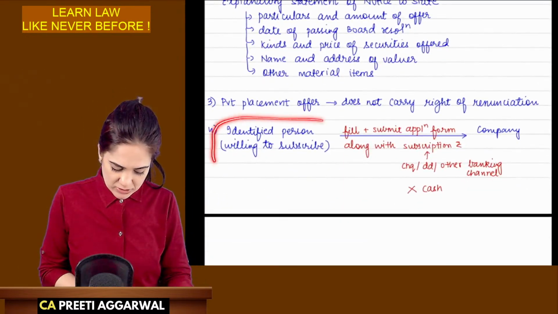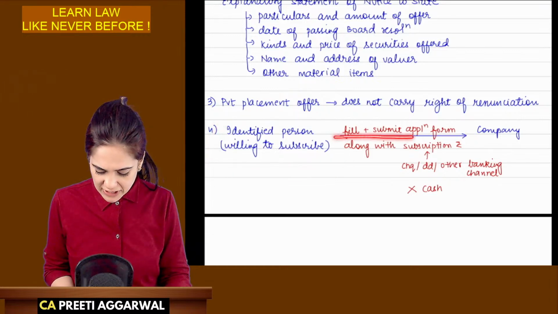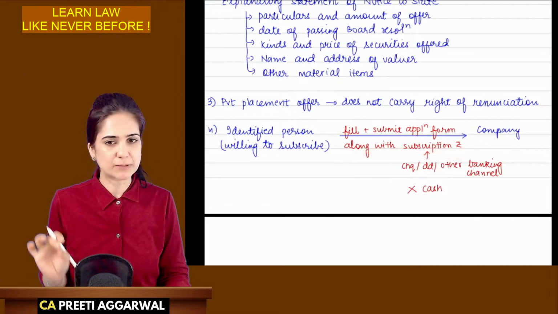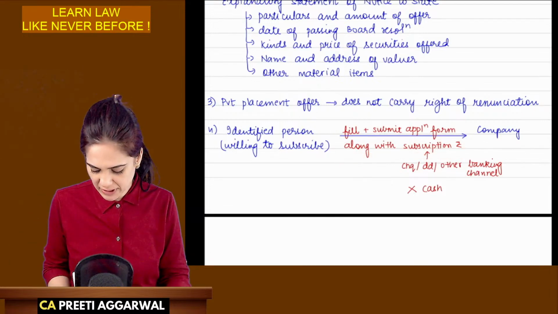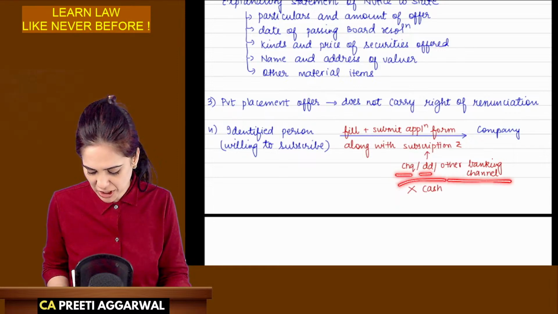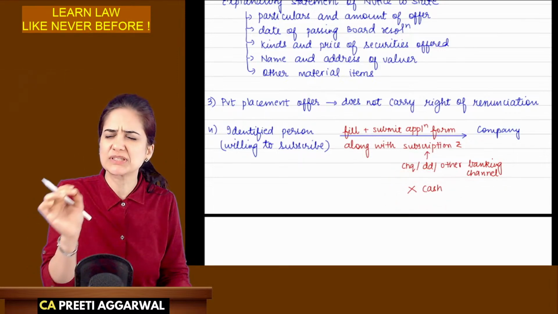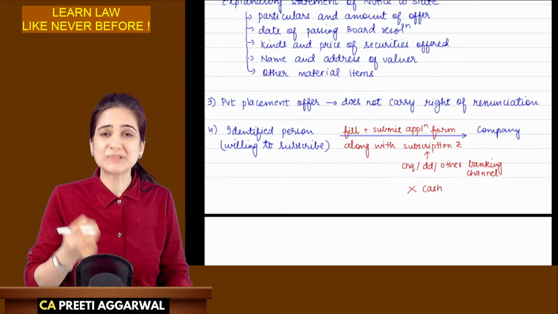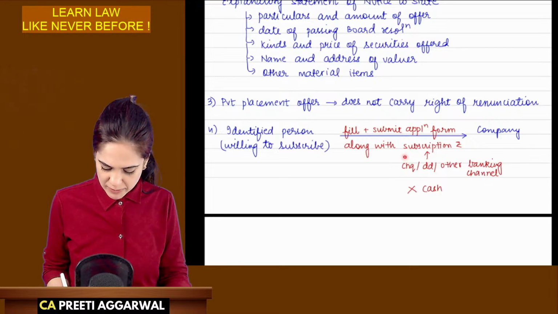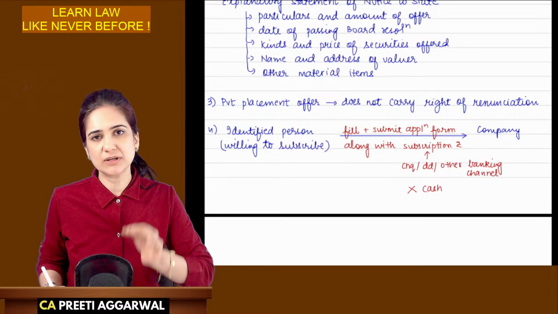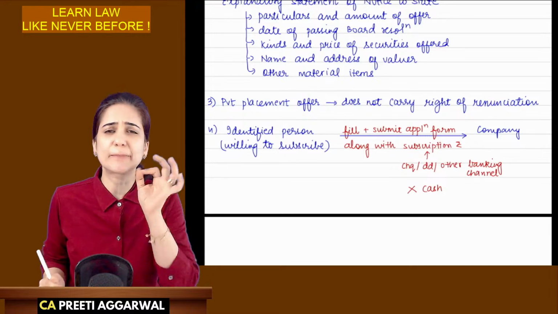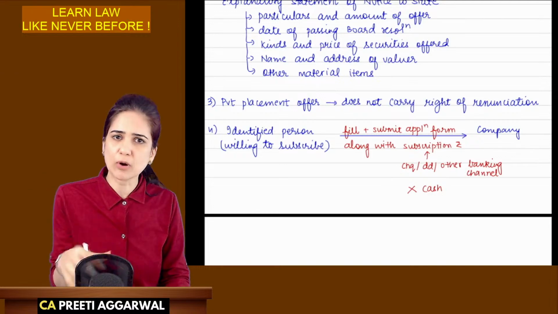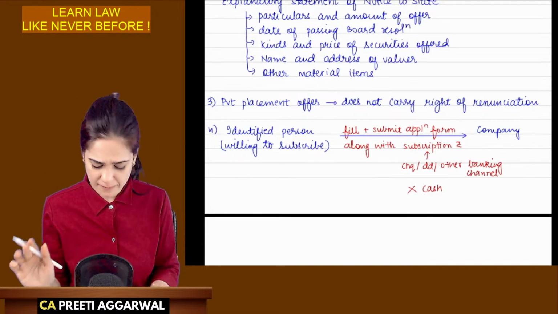The identified persons who are willing to subscribe, they will fill and submit the application form to the company along with the subscription amount. Now, this subscription amount will be made in the form of check, demand draft, and other banking channel. It will not be in the form of cash. This is just to avoid money laundering. So, if you want to subscribe for the securities, then you need to make the payment. You need to make the application by giving the payment either by check, demand draft, or any other banking channel, but not by cash. So ASBA facility is available where the amount is blocked, and if you are allotted the shares, that amount will be deducted.